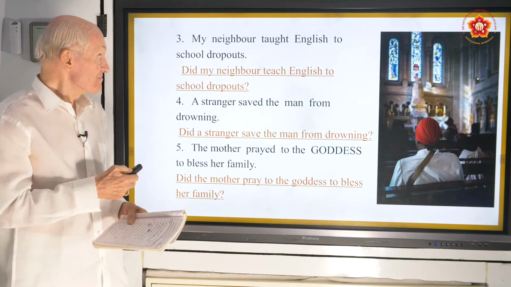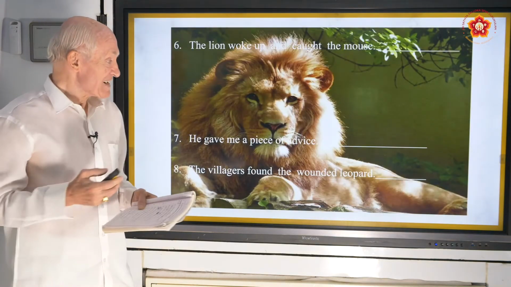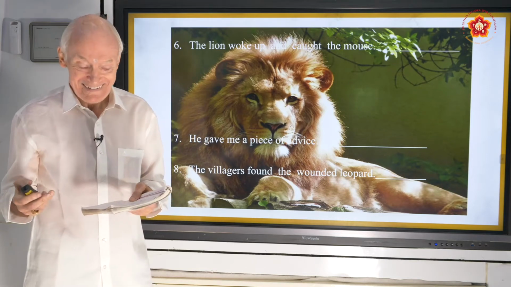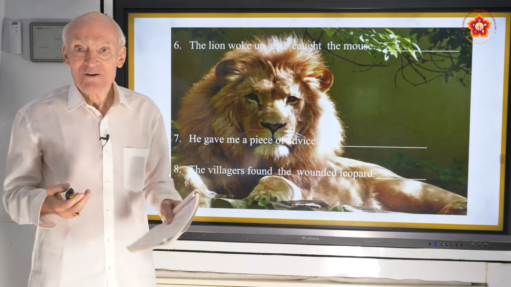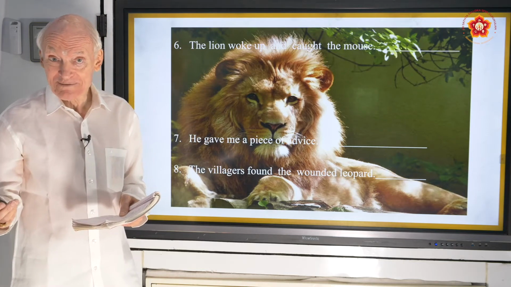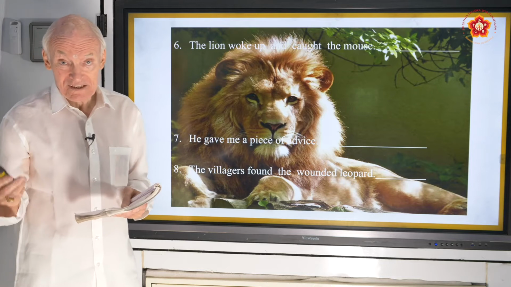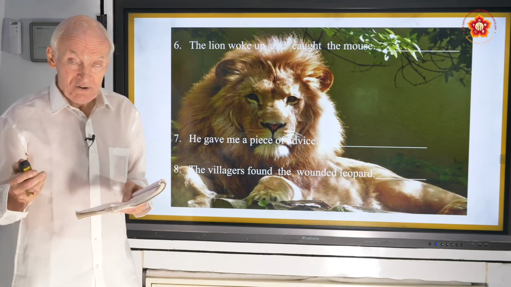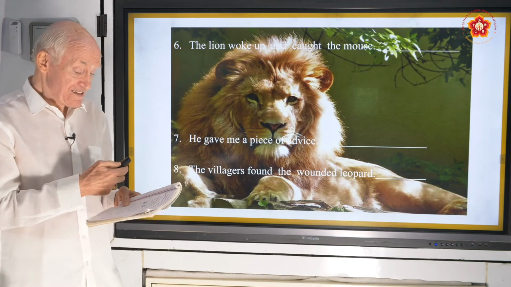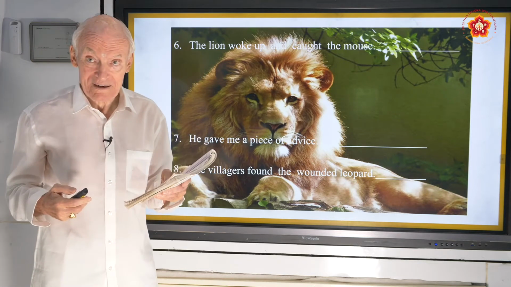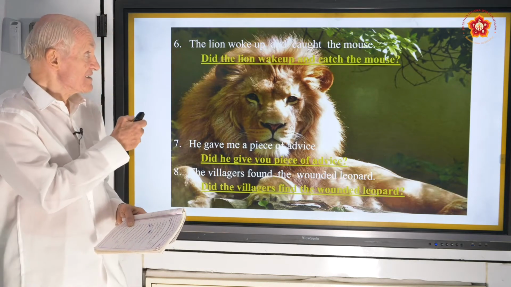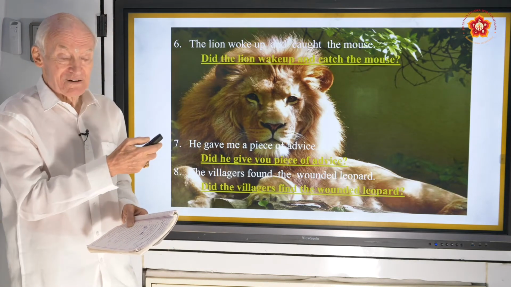Let's go ahead. Number 6. Here we have a lion, and he's taking a nice rest, and a mouse comes, okay? So the lion woke up, and he caught the mouse. He grabbed him. Hey, what are you doing here? We don't know what he did with the mouse, but he was at the lion's disposal. So the question we ask, okay, this is after the fact, is, did the lion wake up and catch the mouse? Let's see if that's the right answer. Did the lion wake up and catch the mouse?